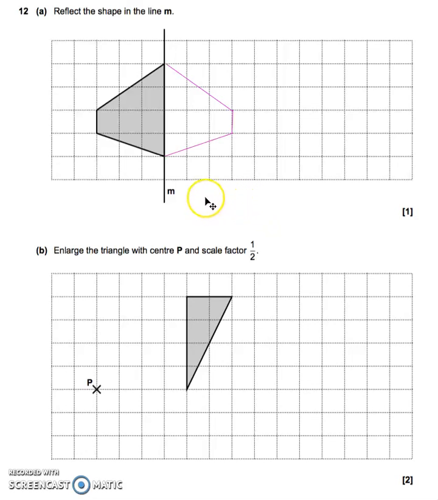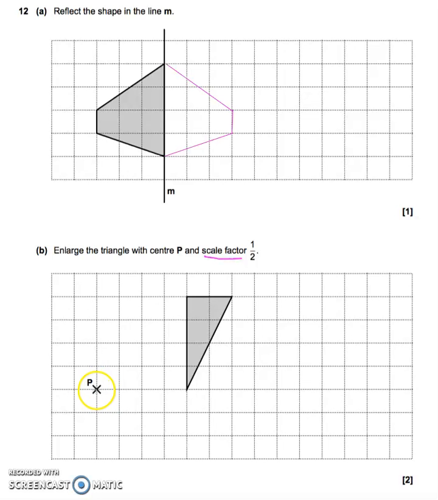Nice and simple. Part B asks us to enlarge the triangle with a centre of P and a scale factor of 1/2. So basically, when you do these enlargements, you have to think about how many times bigger the shape is going to be. And the scale factor is the thing that tells us how many times bigger. It's 1/2 as many times bigger. So it's actually not bigger at all. It's going to be smaller, half the size, in fact. That's what that tells us. And centre P is where the enlargement occurs from.